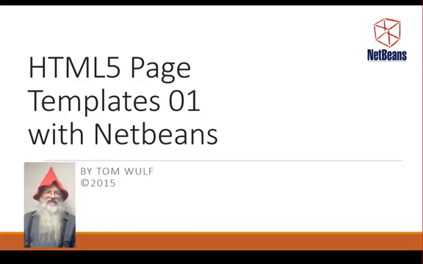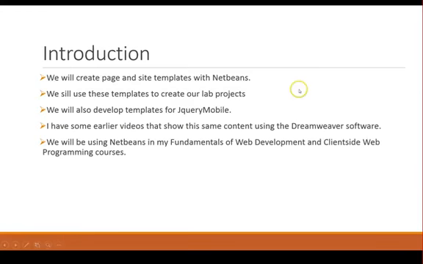And later on, when we start doing the Cordova stuff, if you're in the scripting class, you'll really see that this is nice. So we're going to create a page and site templates with Netbeans, and we're going to use these later on to create the projects for our labs. Eventually we'll create a template for jQuery Mobile. That probably won't be in this video, it'll probably be in the next one.